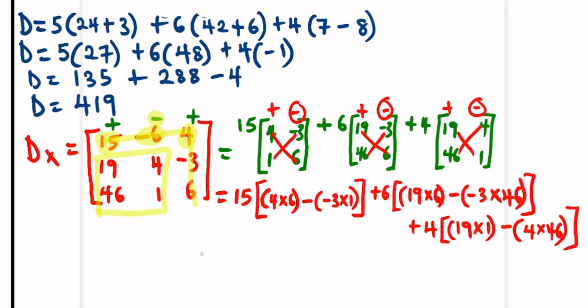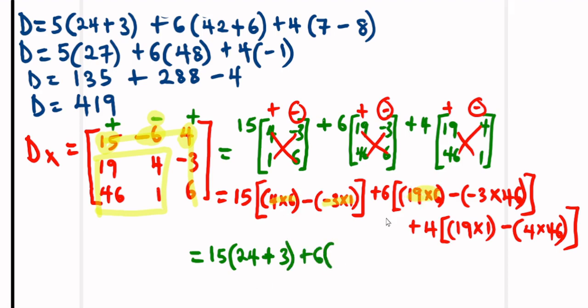So now this is equal to 15 in a bracket. Then 4 times 6 is 24, 24 minus, then we'll have minus 3 times 1. Minus 3 times 1 is minus 3. And then we'll have a minus here, so this becomes plus 3. So we have plus 6 in a bracket.